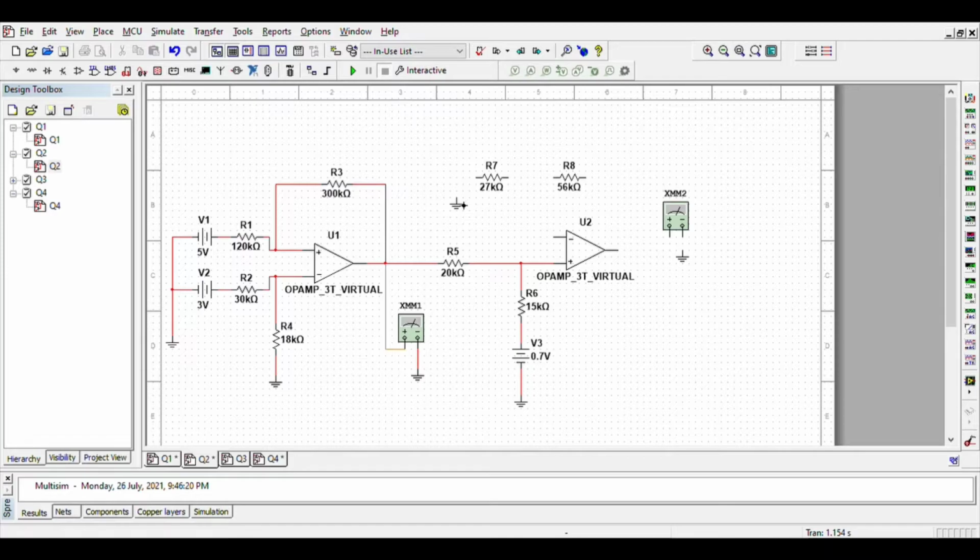Then R7, as in the question, is connected to ground, and then it's connected to R8. Then R8 is connected to V node 2. Don't forget about this, okay? The negative side is connected in between R7 and R8. After that, we can connect it to a multimeter to know the value of V node 2. Then after completing all the circuits, same as the question, we can run.